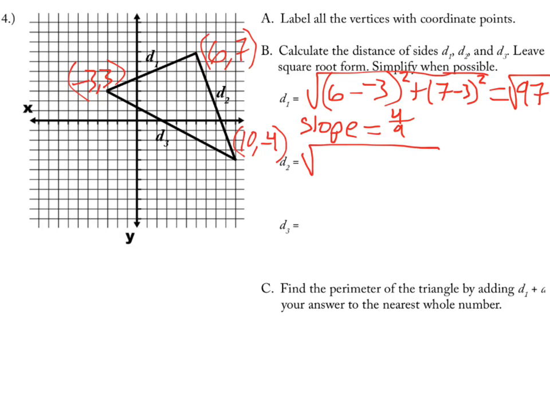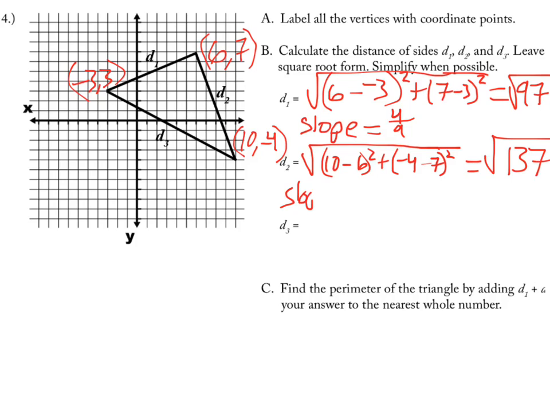And then D2, this is right side here. The x's, subtract them, 10 minus 6. We'll square that. And then add negative 4 minus 7. Square that. Well, 10 minus 6 is 4. When you square that, you get 16. Negative 4 minus 7 is negative 11. When you square that, you get 121. So you're going to take 121 and you're going to add that the 16. And that's going to give you 137.